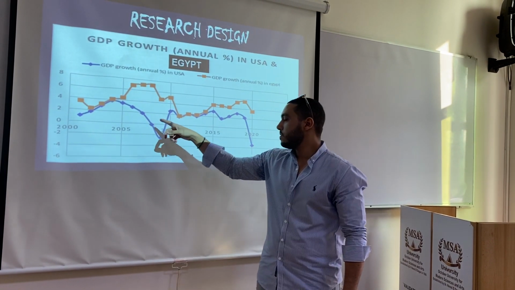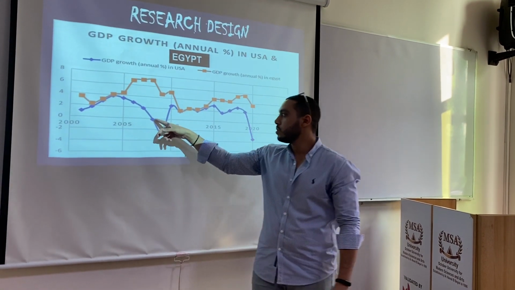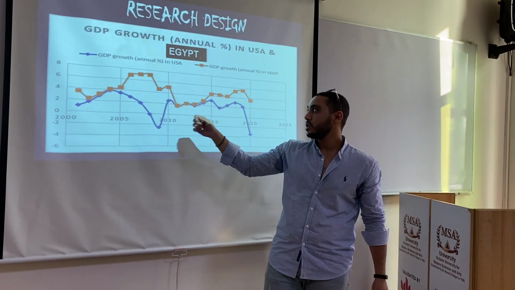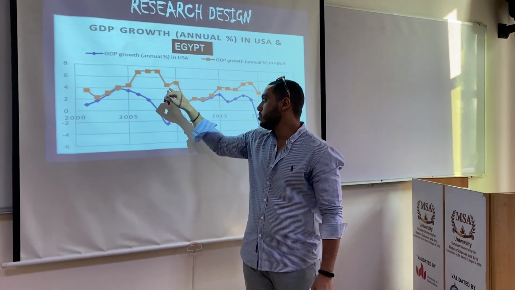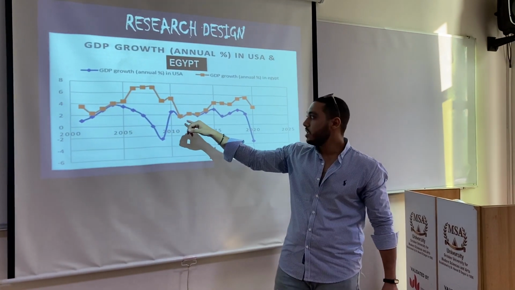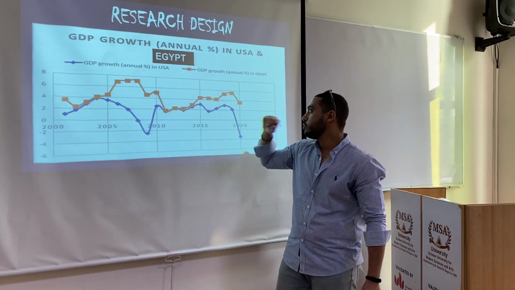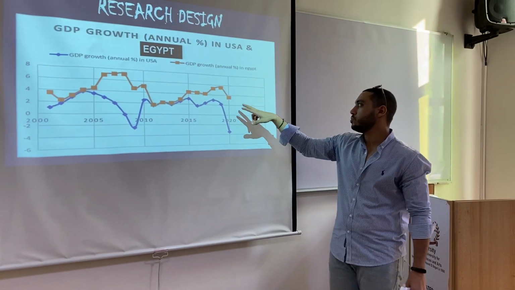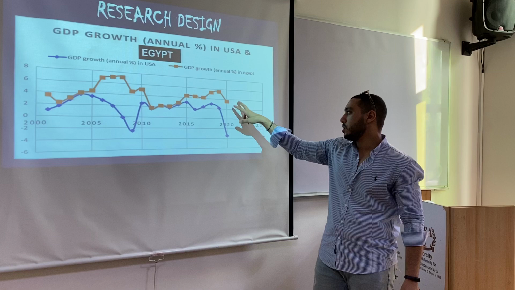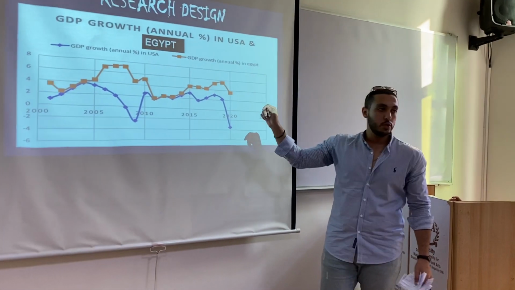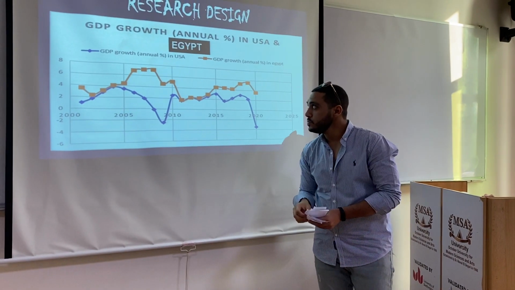From 2008 to 2009, there is a great recession in USA due to the financial crisis. And from 2010 to 2011 in Egypt, there is a great recession due to the 25 January revolution. In both countries, from 2019 to 2020, there is a recession, and a great recession in USA due to COVID-19.